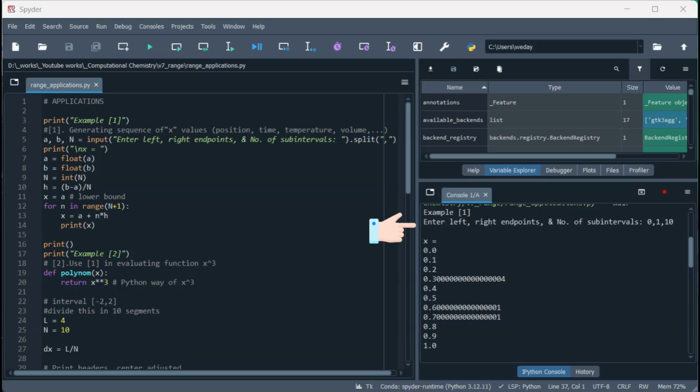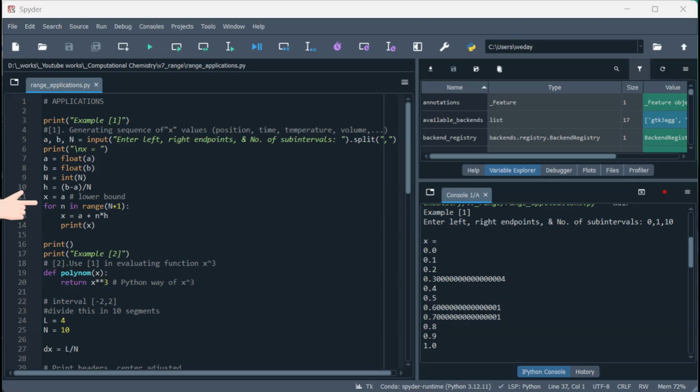Assume the user enters a equals 0.0, b equals 1.0, and n equals 10 in a, b, n equals input("Enter left, right endpoints and number of subintervals").split(). Then typecast them: a equals float(a), b equals float(b), n equals int(n). Again, h equals (b minus a) over n.